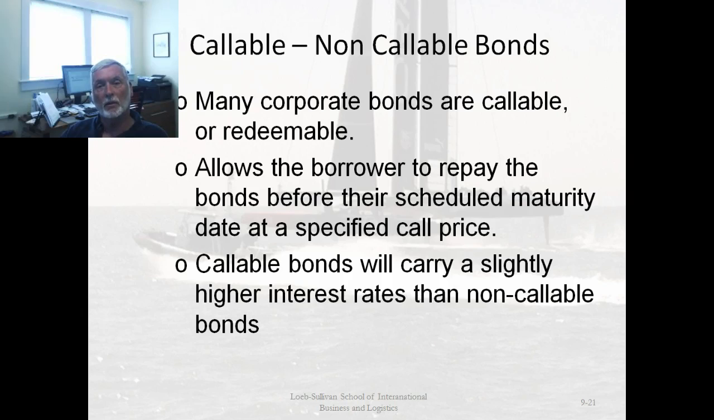If you hold a bond with a 7% interest rate, you'd like to keep it. It's paying a really good interest rate relative to what you can reinvest your money in. So callable bonds are more attractive to the issuer and less attractive to the buyer of the bonds. Non-callable bonds, you have to keep; the corporation that issues them has to leave them outstanding until their termination date.